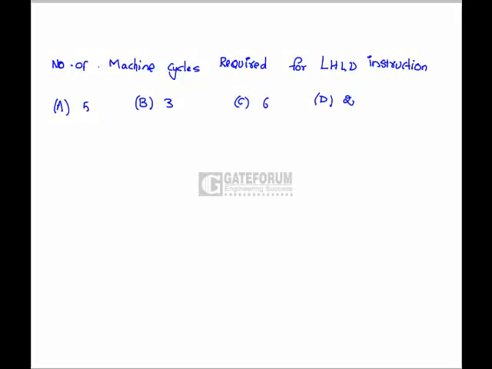Here the question is, the number of machine cycles required for the LHLD instruction. Before getting into the question, we need to know what we mean by a machine cycle. Here, machine cycle means either reading or writing data into or from the memory. That is nothing but a machine cycle. Here, LHLD address, this is an instruction in the 8085 microprocessor. The address is a 16-bit data.